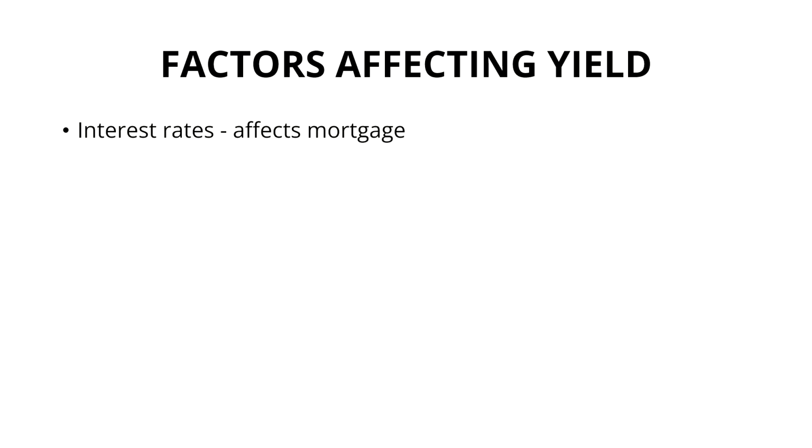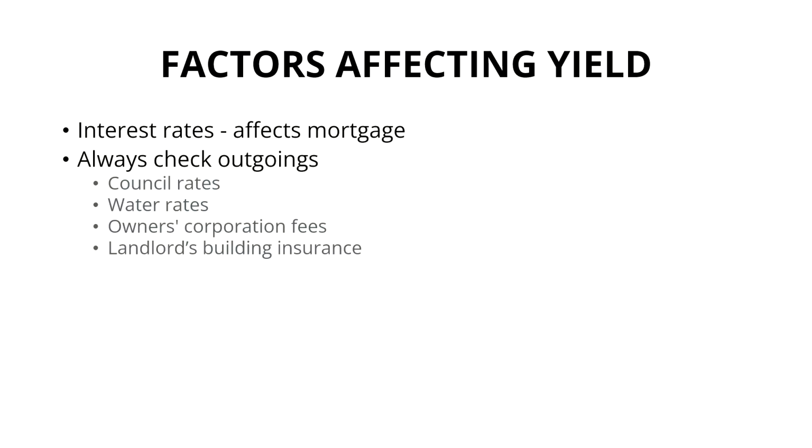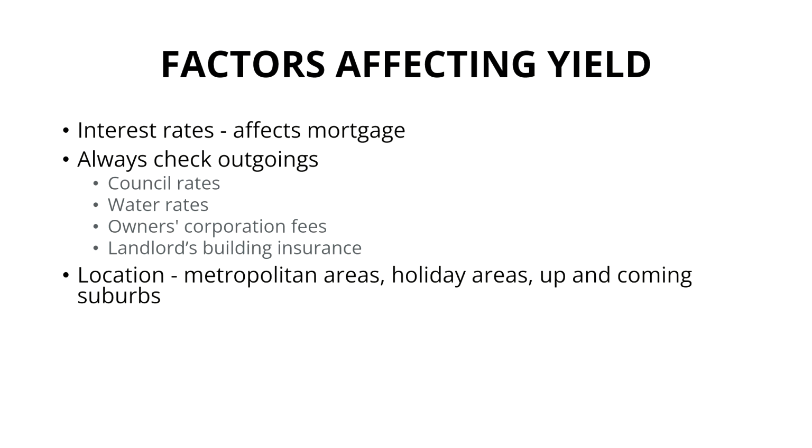Now, what are the factors that affect your yield? So, of course, interest rates, which affect your mortgage payments, and then there's always outgoings. So you must check what outgoings there are: council rates, water rates, owner corporation fees, building insurance, for example. And locations. Usually, the best areas are metropolitan areas, the built-up areas, or holiday areas, or if you have an up and coming suburb that has very big infrastructure investment going on, then these are areas that you can look into.